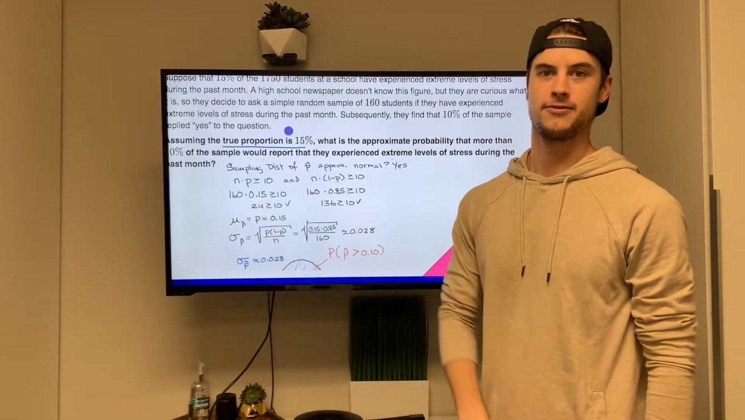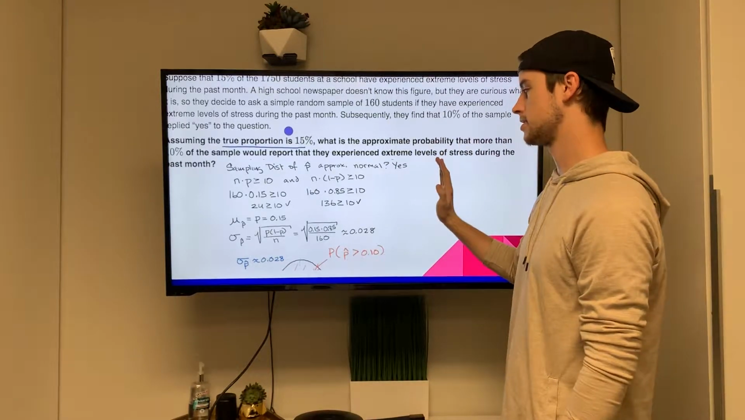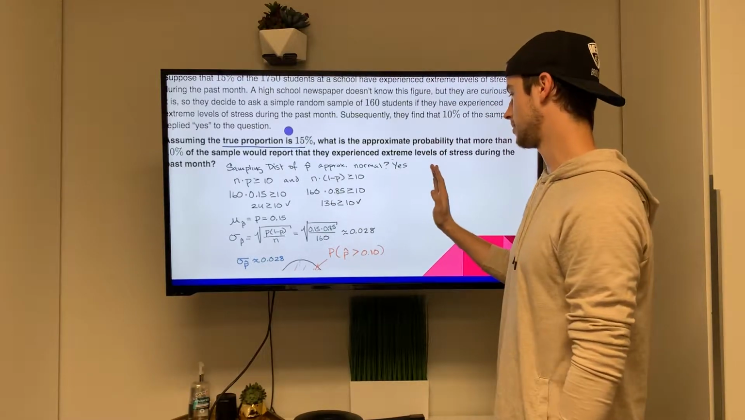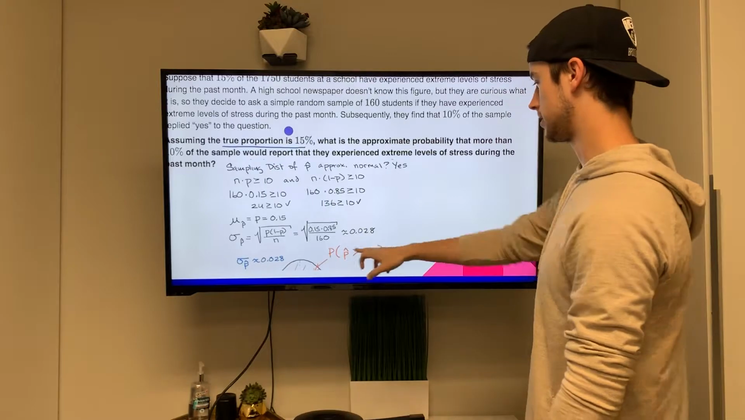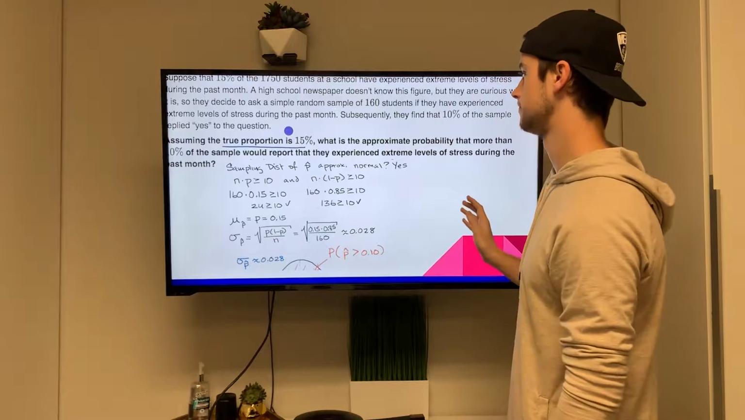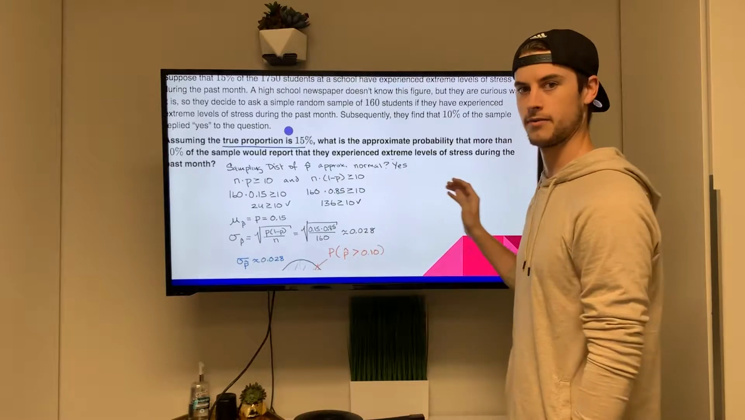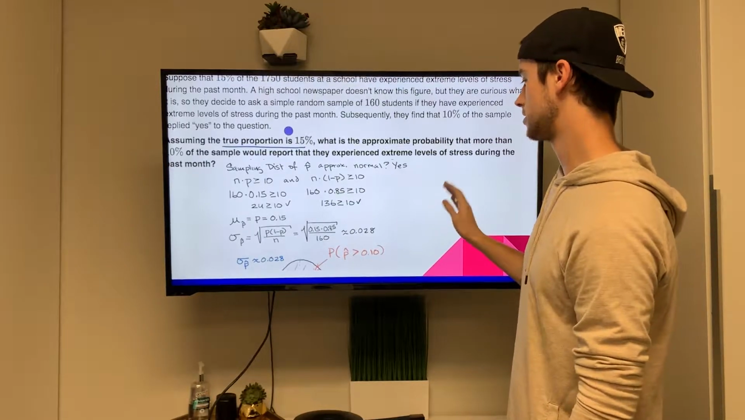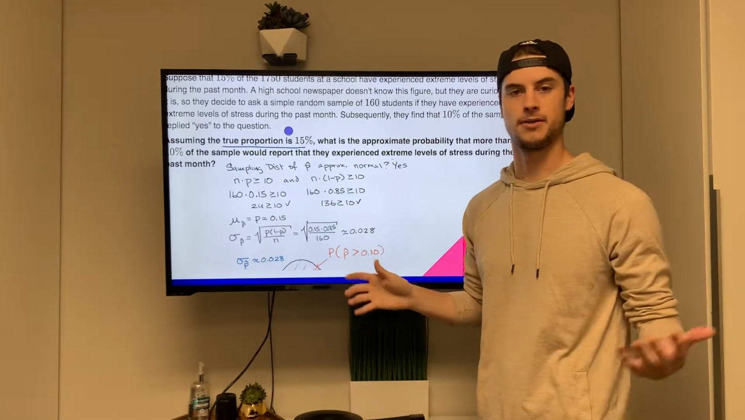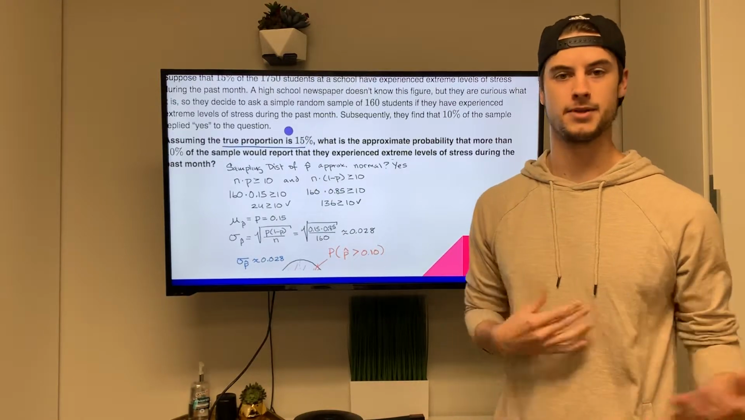And again, I cut this off because I couldn't fit it in the video, but imagine a bell-shaped curve here. We have our sample mean in the middle of the bell-shaped curve, and what this is asking is what is the approximate probability, or what is everything that's greater than 10% of our sample, right? So what's the probability that more than 10% of our sample experiences high levels of stress within the past month, right? That's what this is asking, okay? And again, in the video, you'll be able to see it step by step, and it'll make a lot more sense.